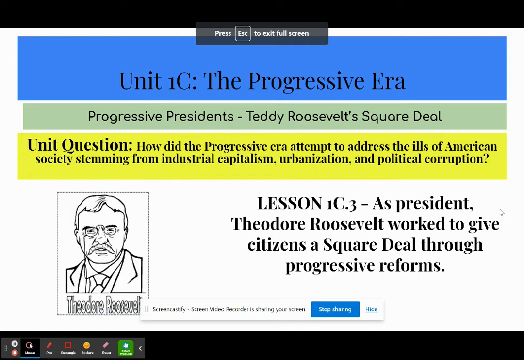Hello, class. We are continuing today with the Progressive Era. And for the next three modules, we'll be looking at three presidents during the Progressive Era and their contributions to the Progressive Agenda. So today we're going to take a look at Theodore Roosevelt and how he worked to give ordinary citizens a square deal through progressive reforms.